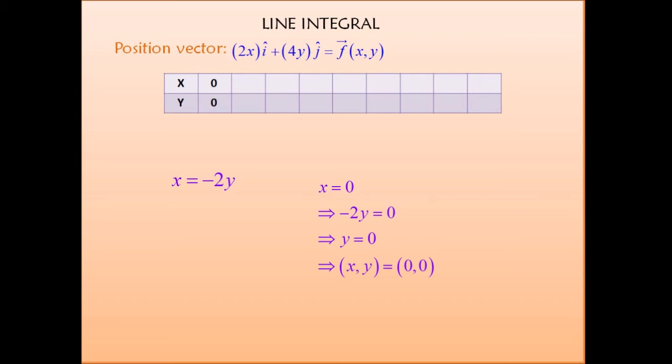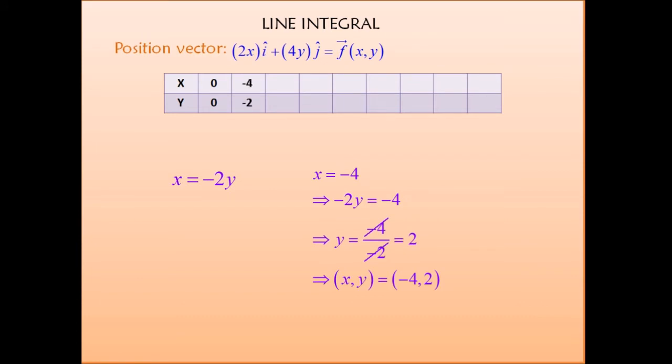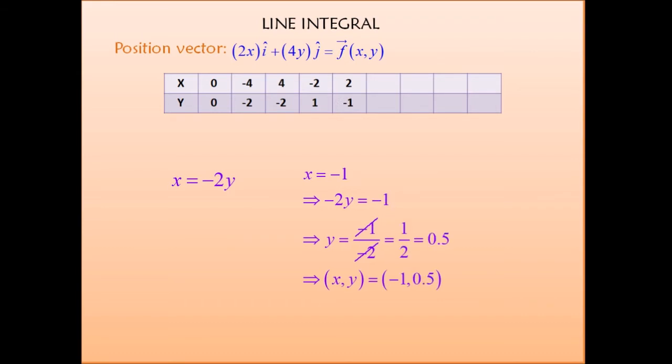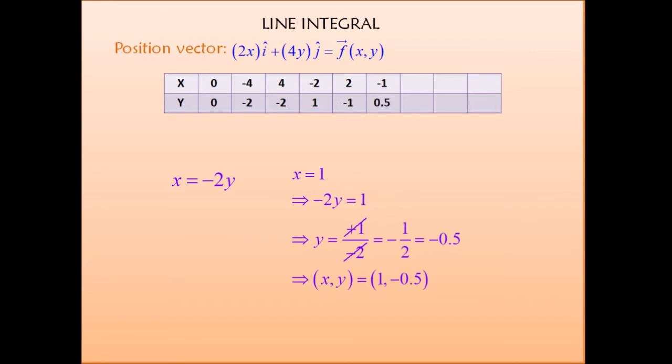Similarly, if we substitute other points starting from x equals minus 4 and ending with x equals plus 4, we will get other points also. Okay, so you can pause the video and verify the points that you have substituted in the equation x equals minus 2y. Okay, so you can see we have collected many points here.